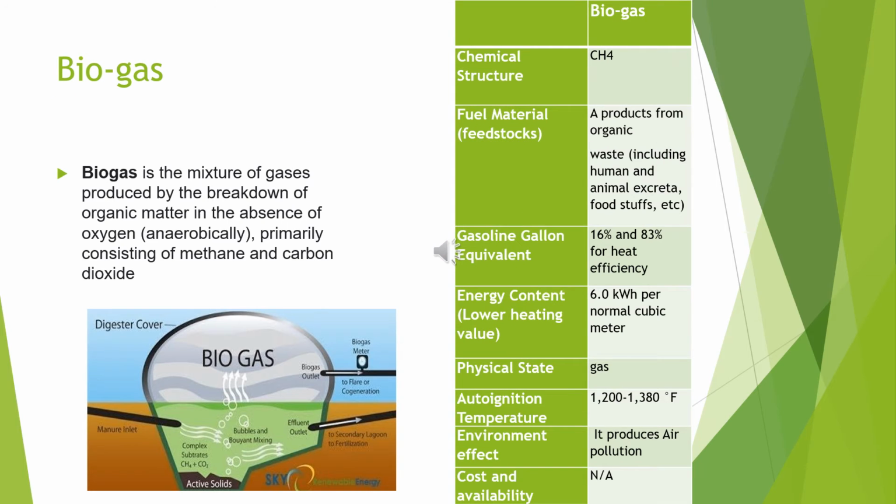And here is the next fuel, which is biogas. Biogas is a mixture of gases produced by the breakdown of organic matter in the absence of oxygen, which is called anaerobically, and primarily consisting of methane and carbon dioxide. Its chemical structure is mainly CH4, and its fuel material is a product from organic waste.